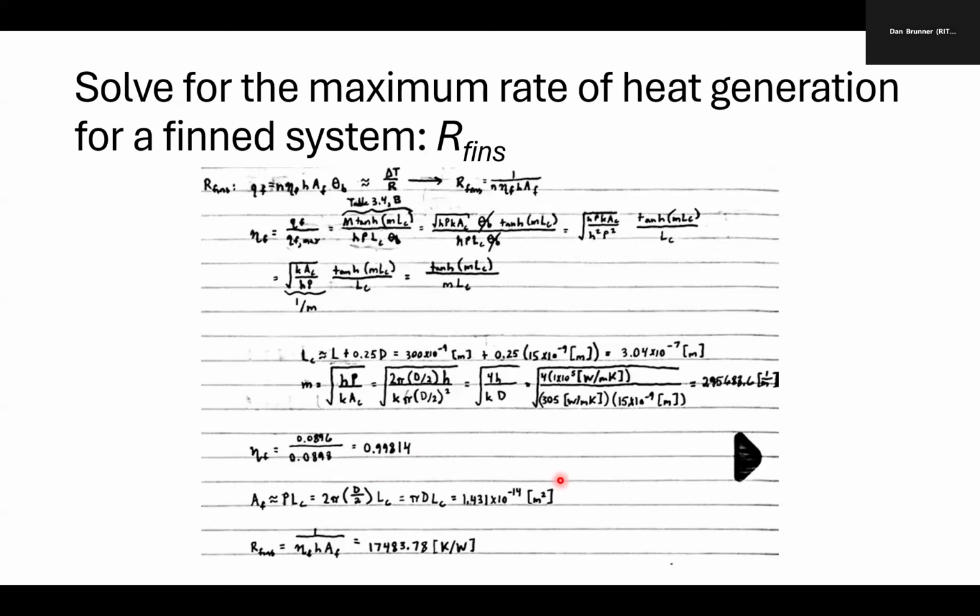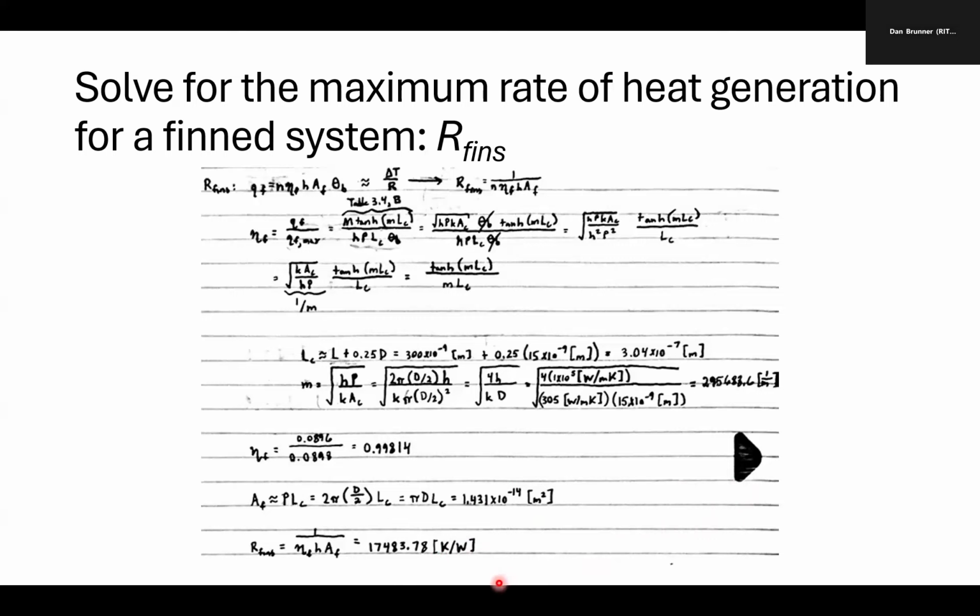So looking then at the final term that we need to solve for our fin thermal resistance, the area of the fins. This is about equal to the perimeter of the fins times the characteristic length. That was given in our governing equations list. And we get this very small number for the fin area. So then plugging everything we have into the fin thermal resistance equation, we're left with 17,483.8 Kelvin per watt for our fin thermal resistance. So that's great. That's pretty much all we need.